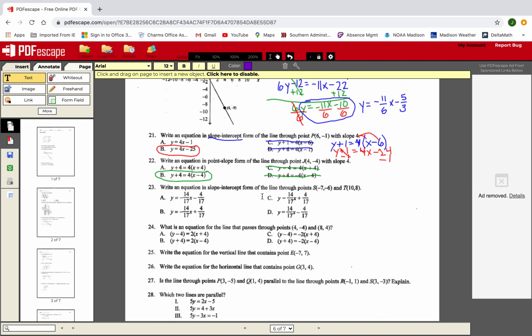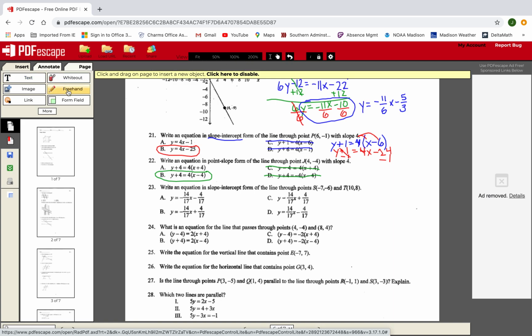Okay, all right, 23 wants us to write an equation in slope-intercept form of the line through those points. Once again, I have 4 answers, which are all in slope-intercept form. Notice that 2 of them have a negative 14/17 slope and 2 of them have a positive 14/17 slope, which tells me that I can eliminate 2 answers right off the bat, okay? So I'm going to start with finding my slope. Y2 minus Y1, or 8 minus negative 6.